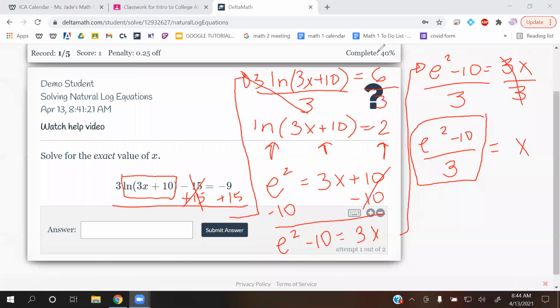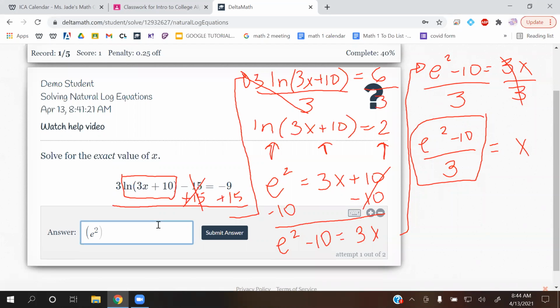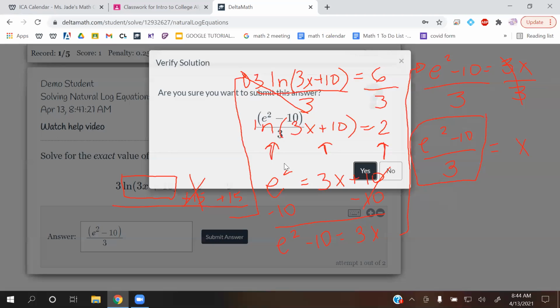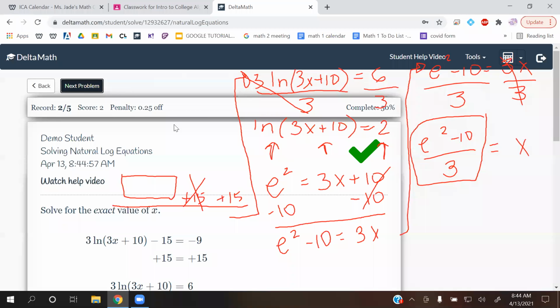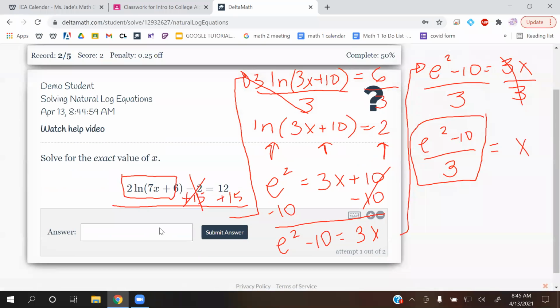Okay, so then let me just type this in. Remember, because we want a fraction, I'm going to type it in parentheses. So e squared minus 10. I put the upper part, the numerator, in parentheses so that when I press divided by, it will all be divided by 3. So e squared minus 10 over 3. Submitting answer, yes, I want to submit it. Let's go to the next problem. And let's scoot this down a little.